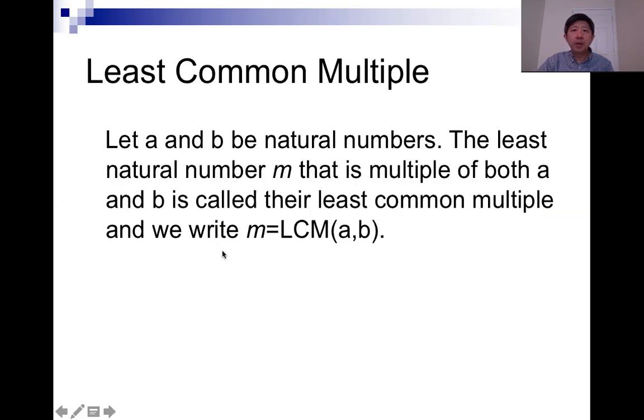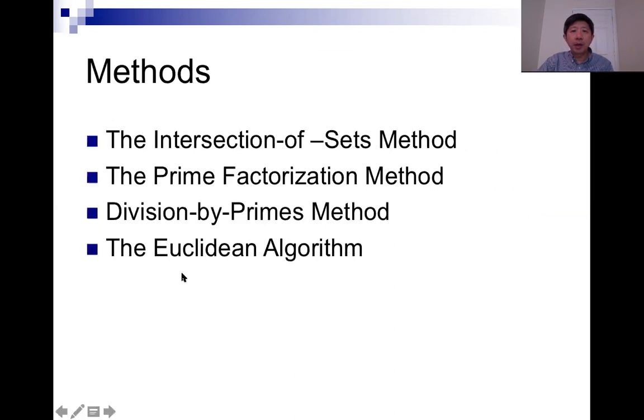So how many different ways can we find the LCM? Again, we have 4 different ways. We have the intersection of sets method, the prime factorization method, the division by primes method, and then the Euclidean algorithm, okay? So we have 4 different ways we can find the LCM.